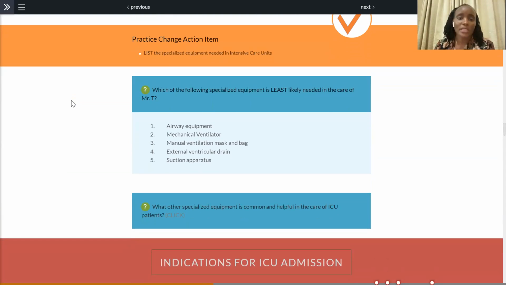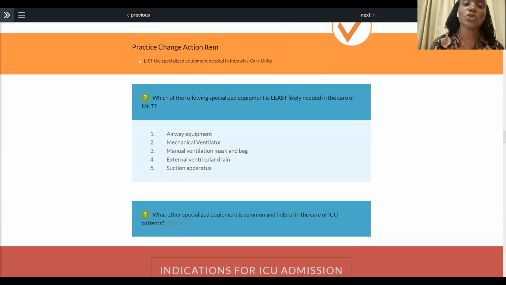So what are your practice change action items? It is to list your specialized equipment needed in ICU. Should you be in a facility or an institution that is planning to have an ICU, have a list of what you'd want to have in that ICU, so that you can give it to the administrators and tell them, for this ICU to work, we need ABC, so that we can have adequate monitoring and adequate care for patients.